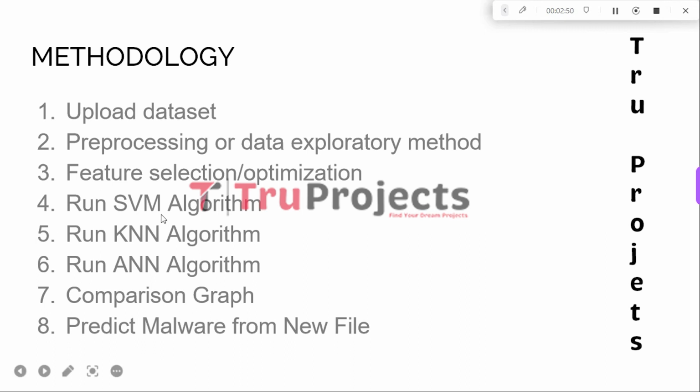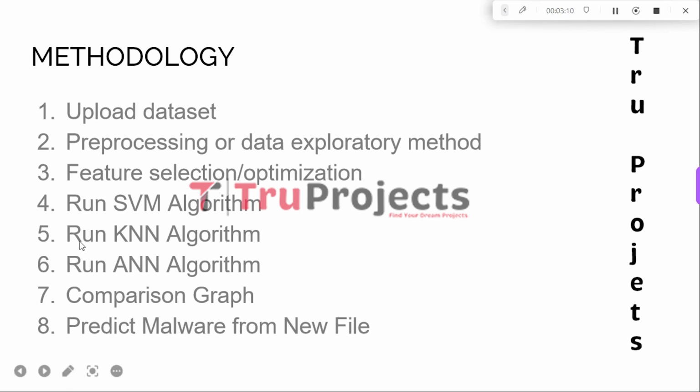And the fourth module is Run SVM algorithm. In this module, the dataset is split into training and testing parts. The module builds a support vector machine using the training data. The trained SVM model is then applied to the test data to calculate and evaluate the prediction accuracy of the model.